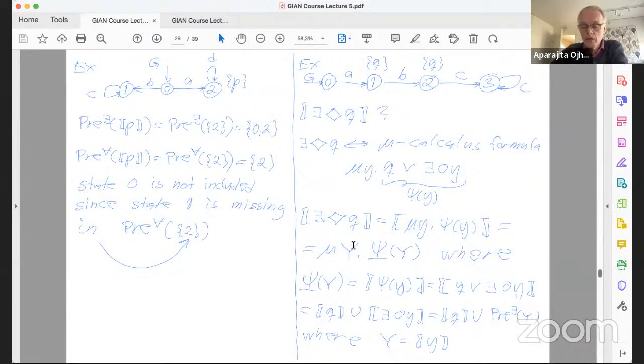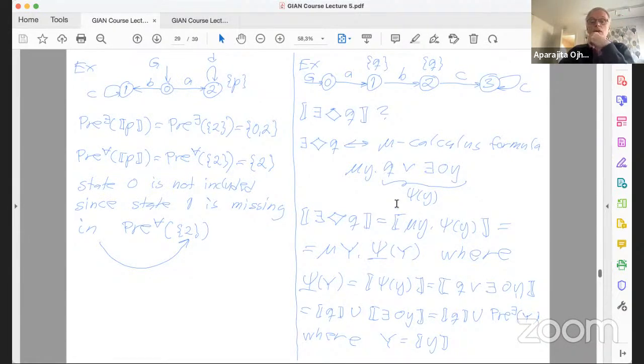To obtain that fixed point, we start with Y equal to the empty set, and then repeat psi of Y: first psi of the empty set, and then you get a new Y, Y1, and then you take psi of Y1 and iterate that until you reach a fixed point. But you will soon see that. So you could say that these are just the introduction, and the real stuff starts here.